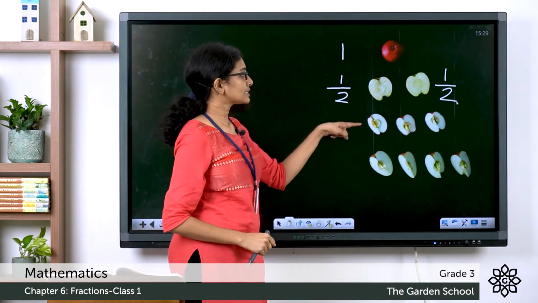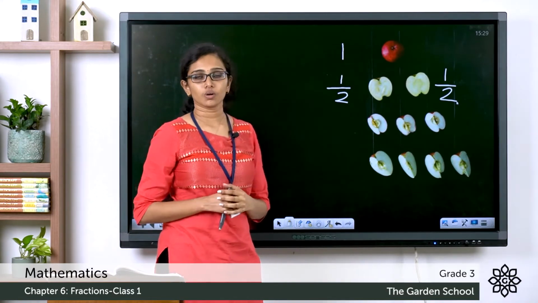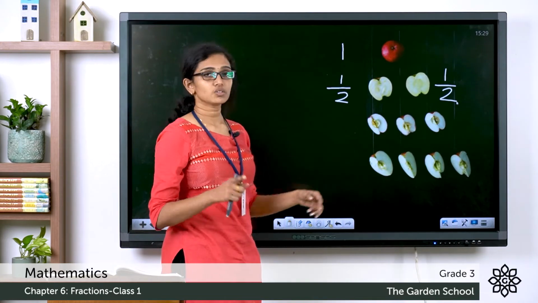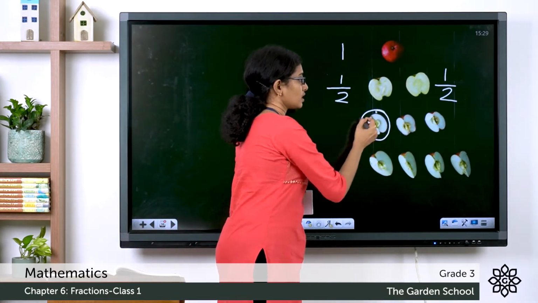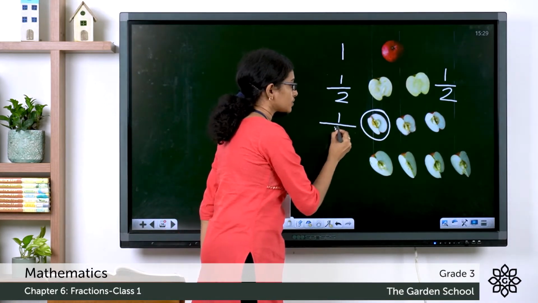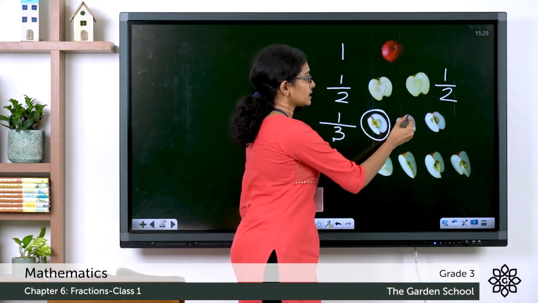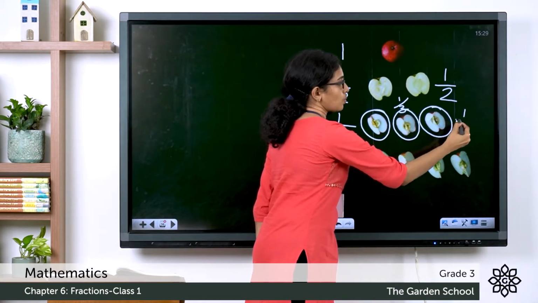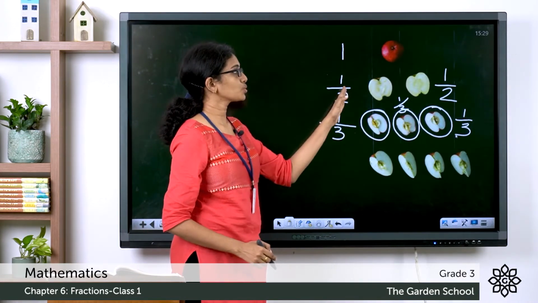Now, in the third case, you can see the same apple cut into 3 equal parts, and they are roughly the same size as well. When you consider each equal part, it will be one part out of a total of 3 parts. Clear? So this will be 1 by 3, this will be 1 by 3, and this one will also be 1 by 3. Clear?